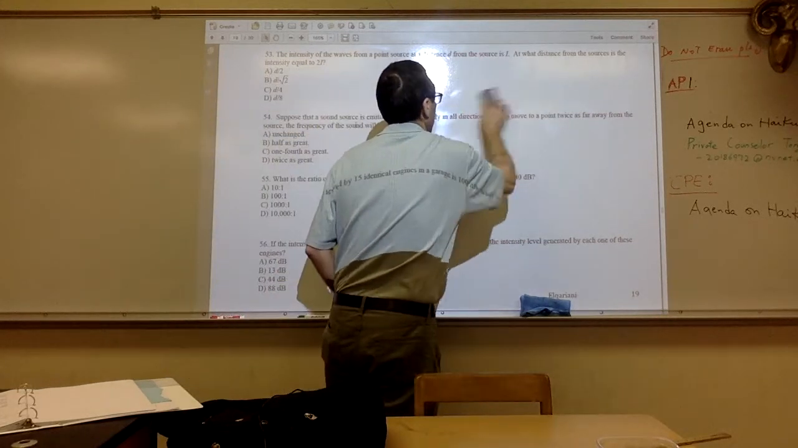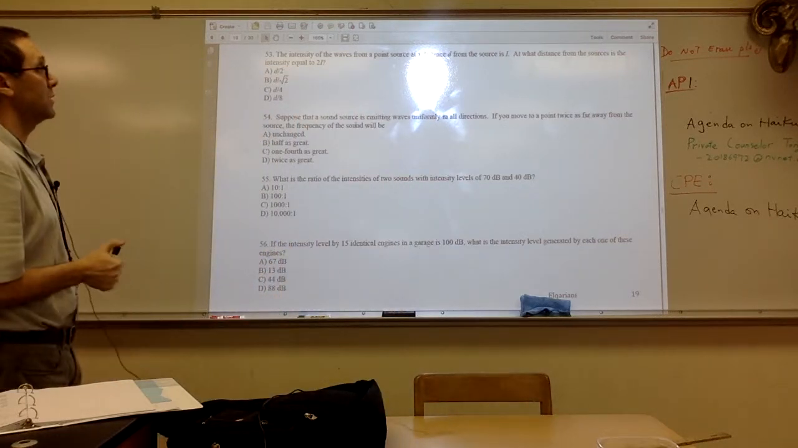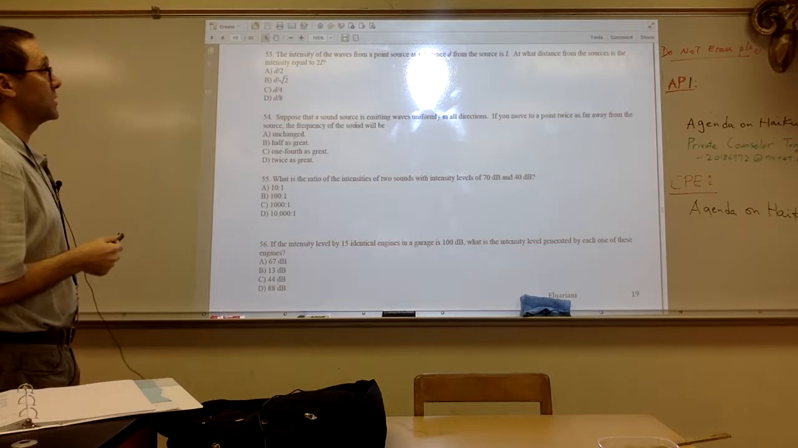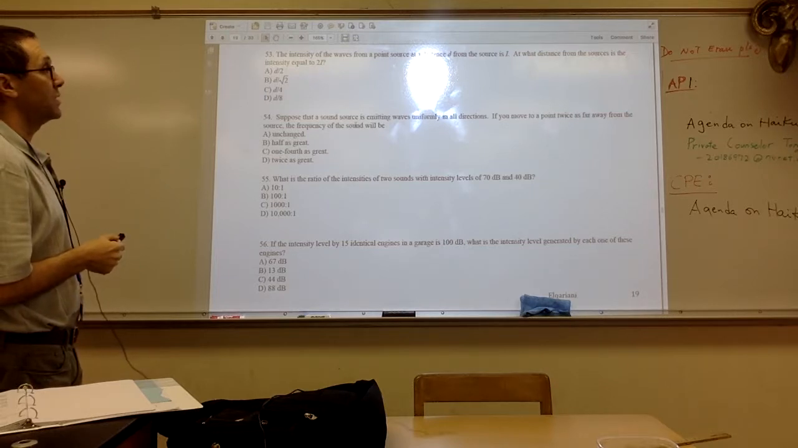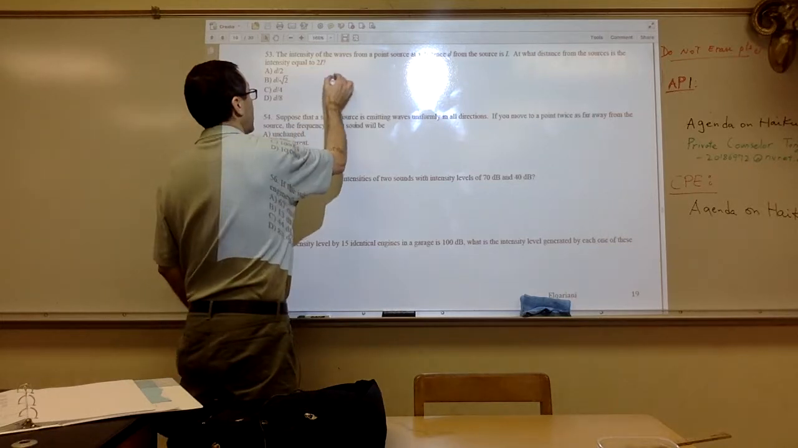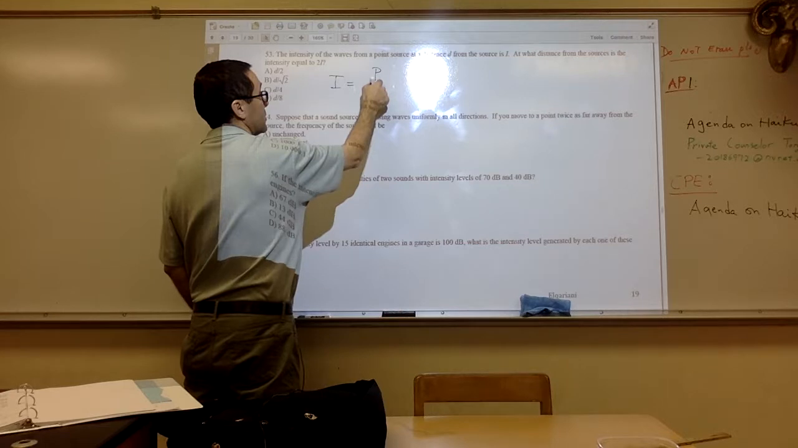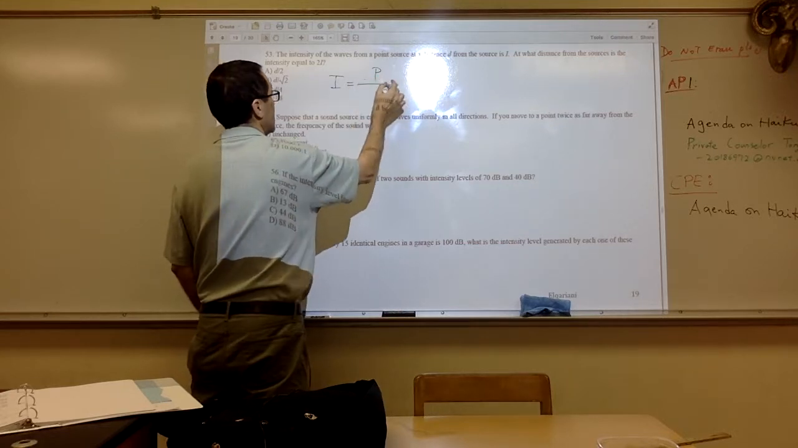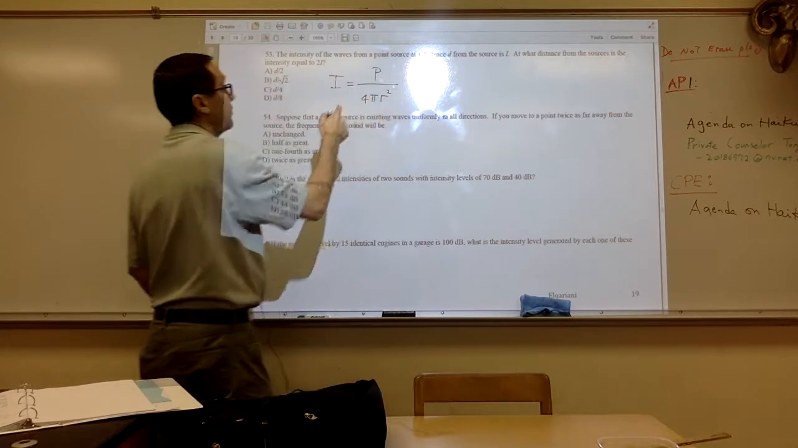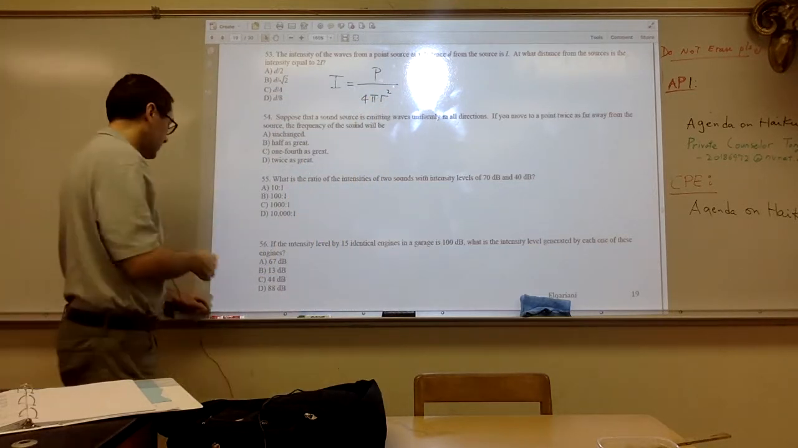All right, let's look at 53. The intensity of the waves from a point source at a distance d from the source is I. At what distance from the source is the intensity equal to 2I? So let's see. I is equal to power, which doesn't change. That has to do with the source, divided by 4 pi r squared. And r is how far you are from the source that's generating this sound.